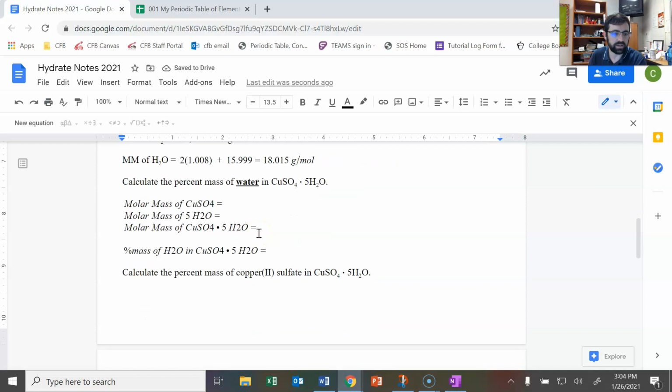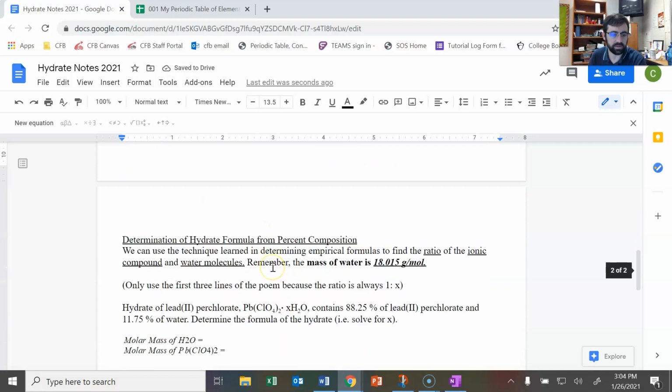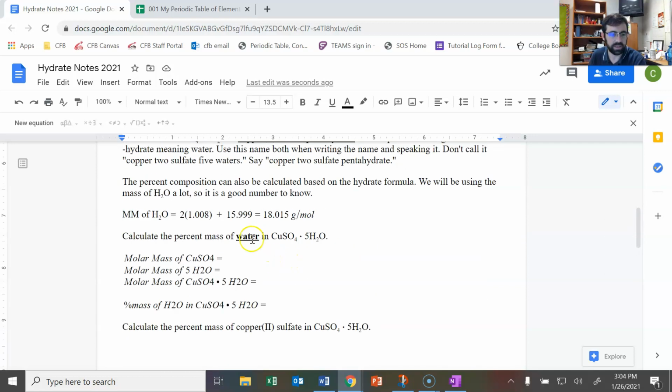Okay, we're going to calculate the percent mass of water in CuSO4, in copper 2 sulfate pentahydrate. So there's a few things we need to know in order to find the percent mass. Now you might not remember the percent mass formula. Let's review.